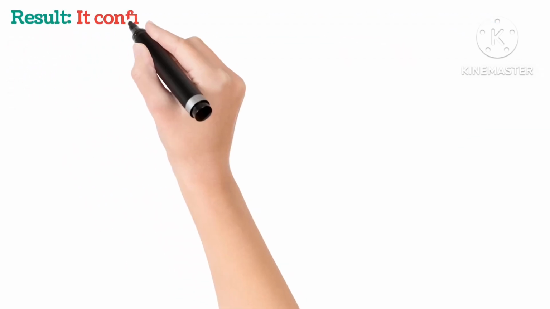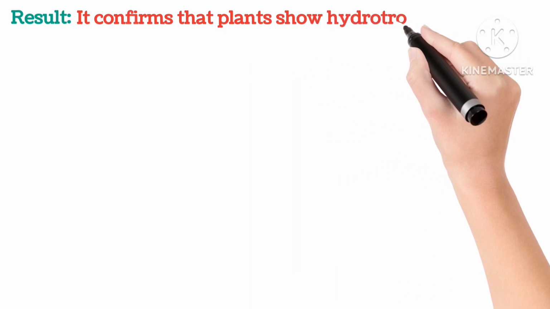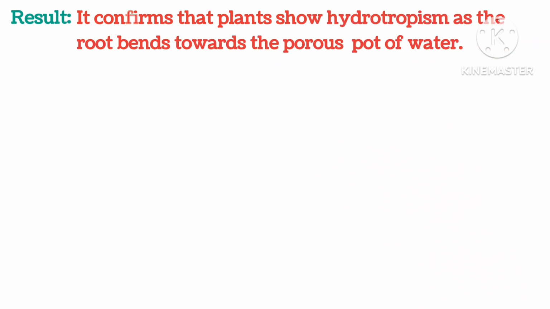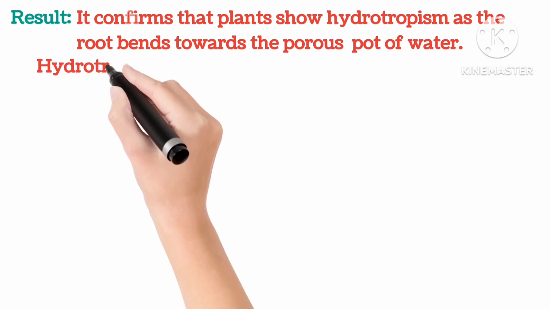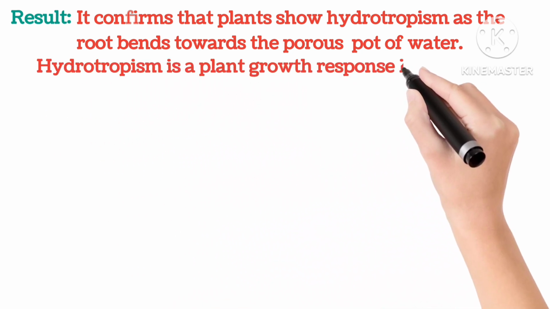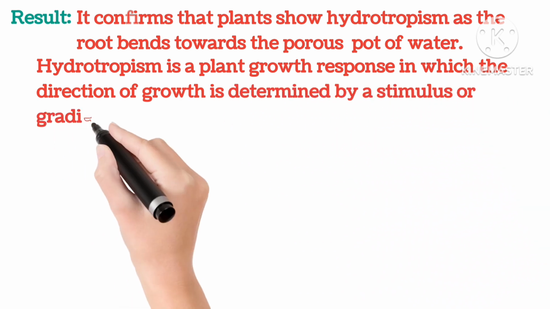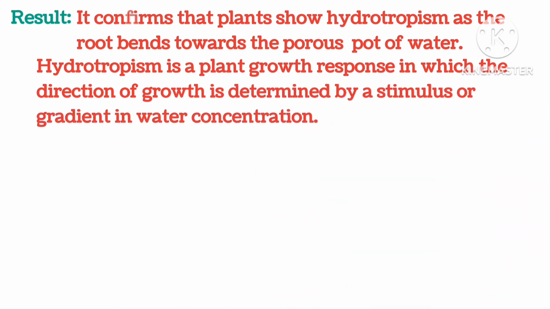Result: it confirms that plant shows hydrotropism as the root bends towards the porous pot of the water. Hydrotropism is a plant growth response in which direction of growth is determined by the stimulus or gradient in water concentration.